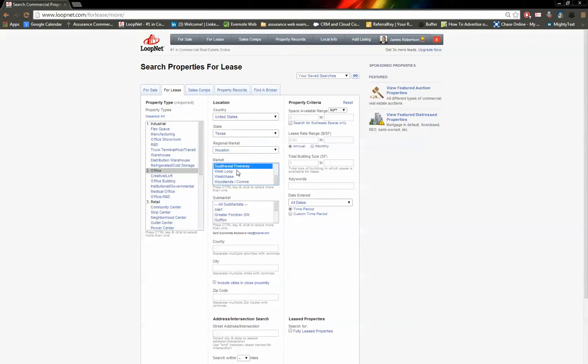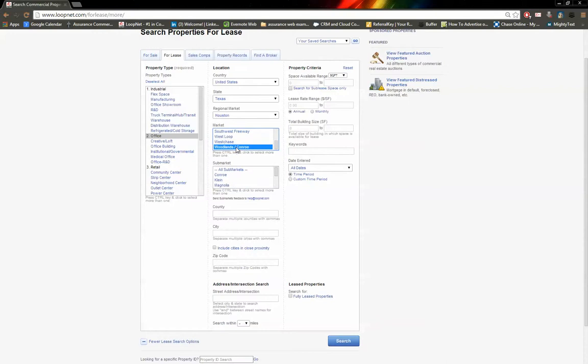The Southwest Freeway is going to be 59 and 610, that general area. The West Loop is going to be the Galleria area. West Chase is going to be I-10 West, close to the Beltway. The Woodlands and Conroe is going to be 45 North, all the way up in the Woodlands Conroe area.